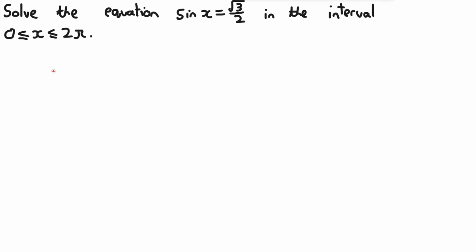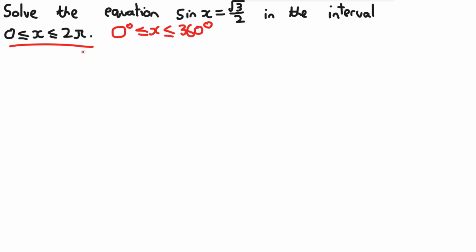root 3 over 2 in the interval 0 to 2 pi. And if you want to think about this in degrees, this is in the interval 0 degrees to 360 degrees, like this. Now, they could ask this question in an exam paper either in degrees or radians, and the giveaway is the interval and if it involves pi.